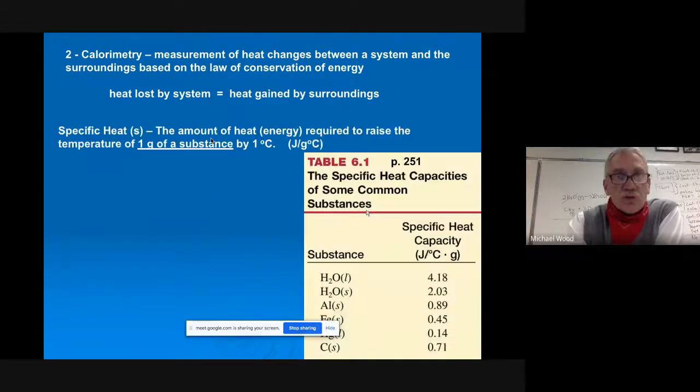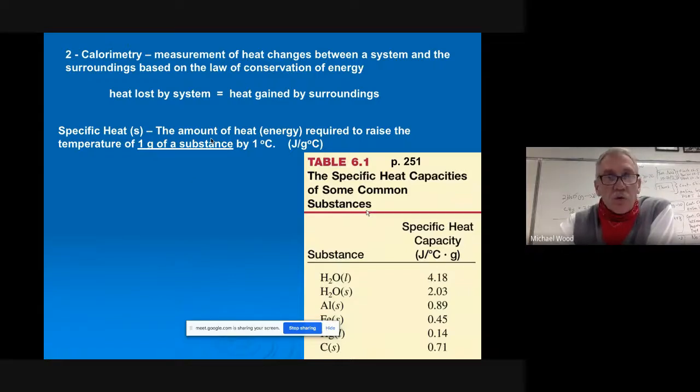So we're going to use something, and this is going to be review now from what we did in first year chem, specific heat. And you will be given a table, like it says here. Remember the units on specific heat: joules over grams times degrees Celsius. So specific heat, lowercase s, is defined as the amount of heat energy required to raise the temperature of 1 gram of substance by 1 degree Celsius.